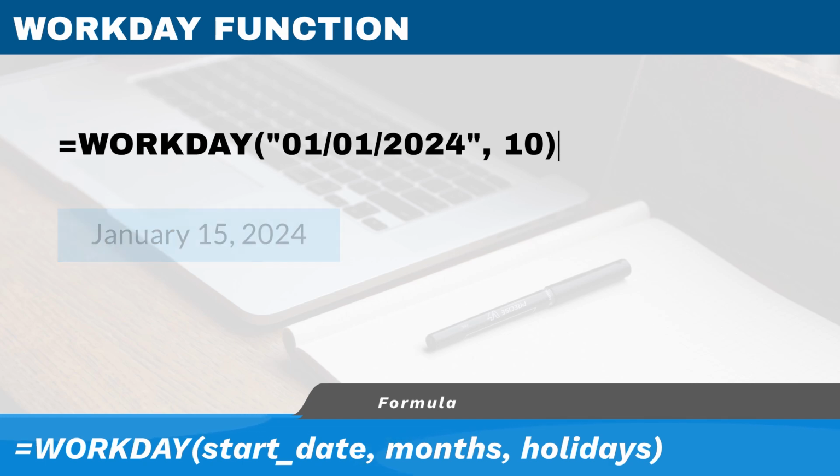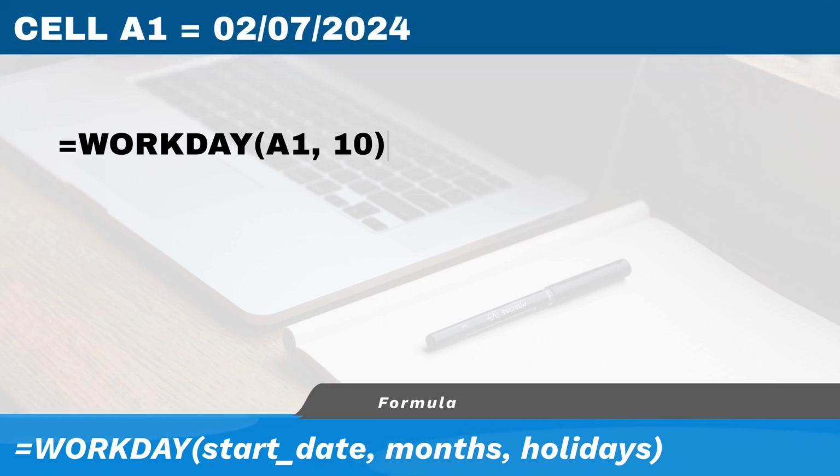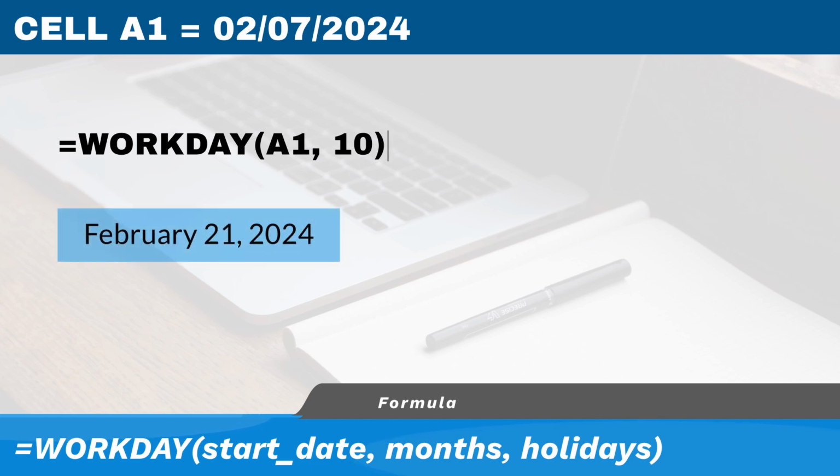If we wanted to base the start date upon an existing date cell, we would replace the January 1st, 2024 start date in the formula with a reference to an existing date cell. For example, cell A1 contains a reference to the date February 7th, 2024. We would enter A1 as the start date in the formula. This would return a value of February 21st, 2024.